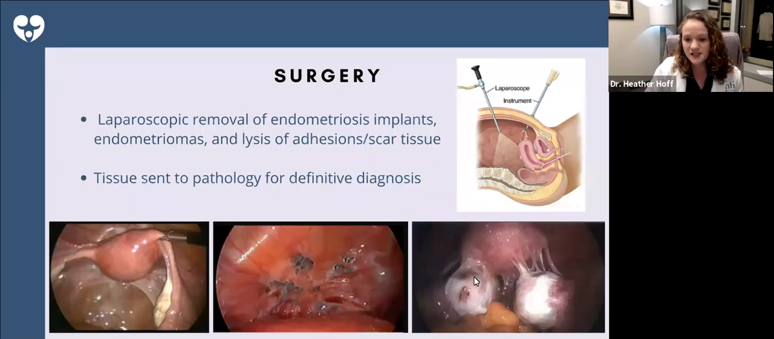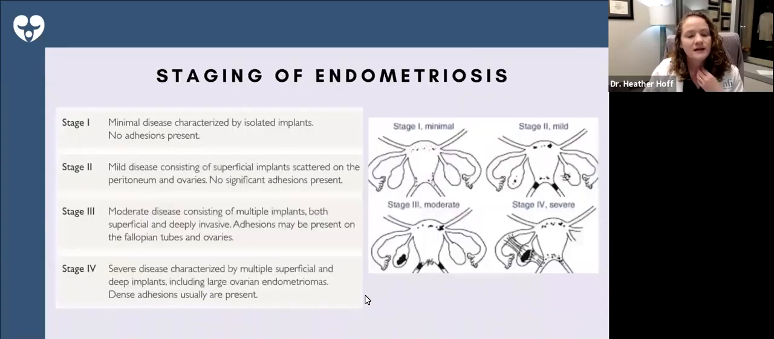The tissue is also sent to the pathologist. So during the procedure, these lesions can be removed. The scar tissue can be lysed or also cut back, and then the tissue can be sent to pathology to analyze for the official diagnosis of endometriosis.